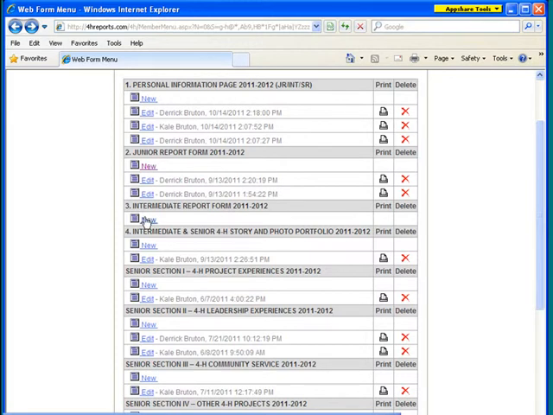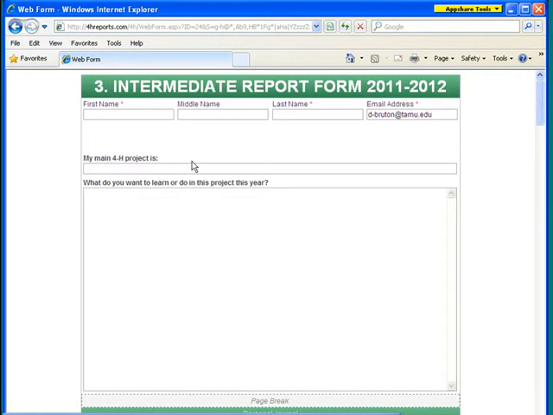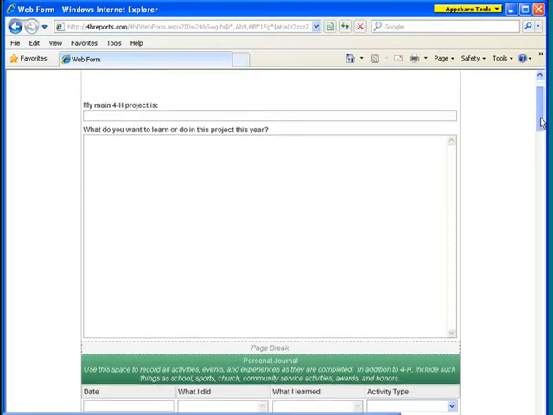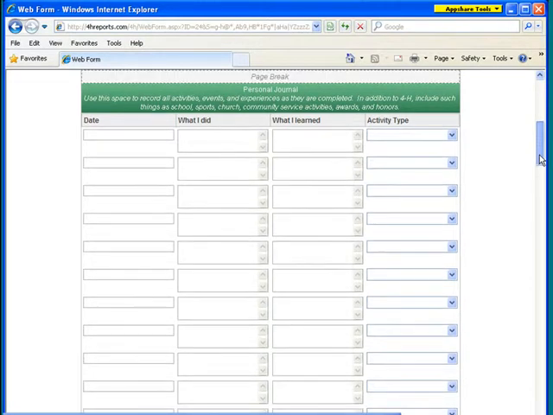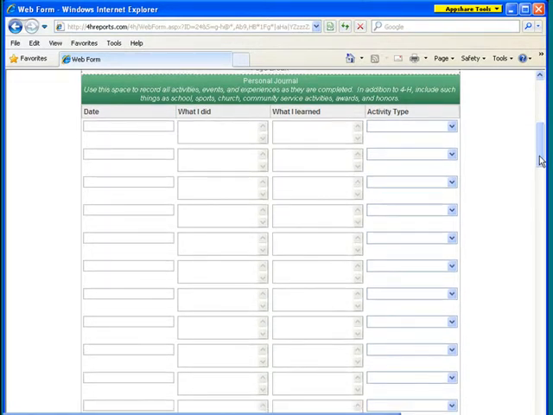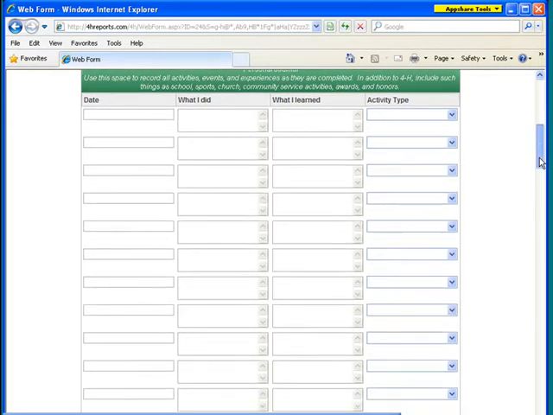Moving on to the intermediate page, we'll look at a new report form for them. Again, we want to know what their main project is, what they want to learn. So this coincides with goal setting. Then we get into the personal journal, which is like the diary for the juniors. So again, what they did, what they learned, and then what kind of activity type was it. So this is where they can include 4-H and even some non-4-H activities here.